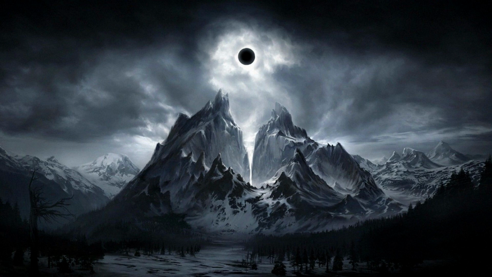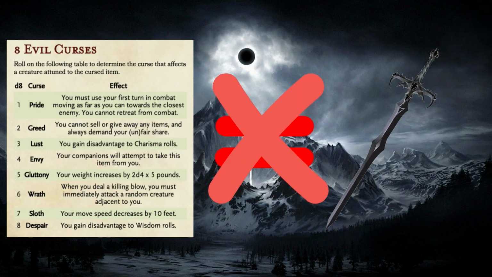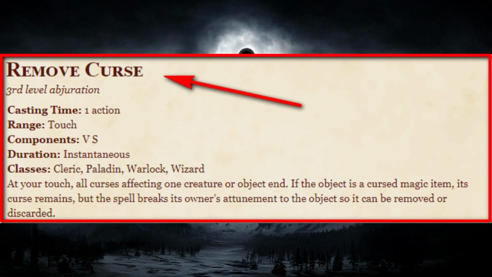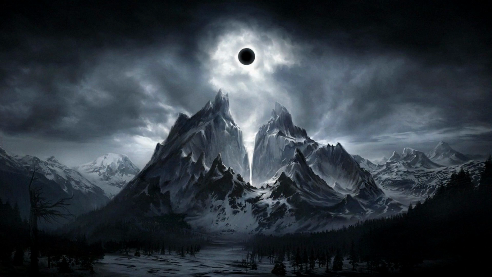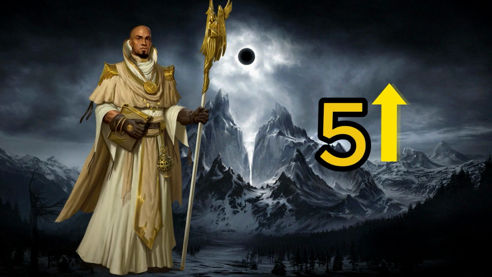However, here it is important to note that those curses have a directly opposite problem to the magic item ones. They are, in general, insanely easy to remove, as most of them can be lifted by just the remove curse spell, which is only level 3. So, if your party has a cleric of level 5 or higher, those curses will not affect you for a long time.